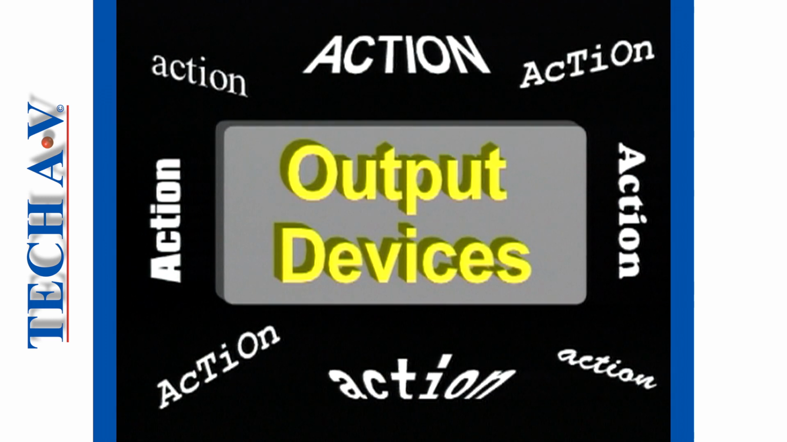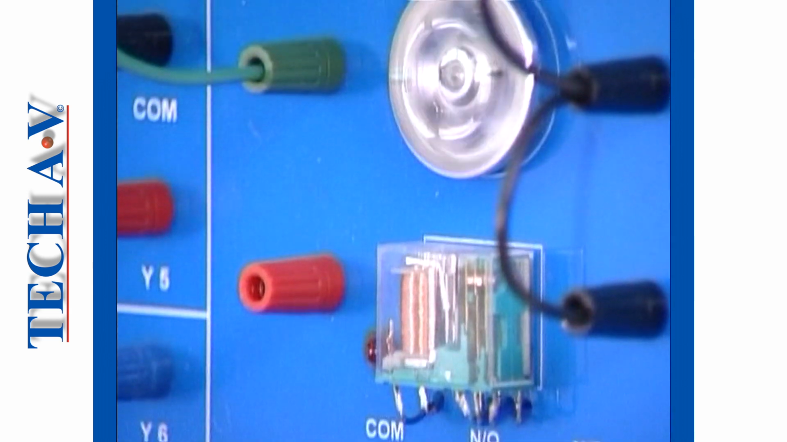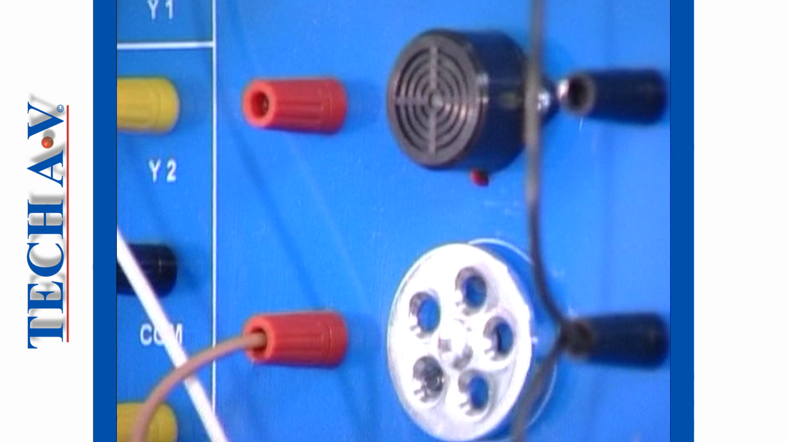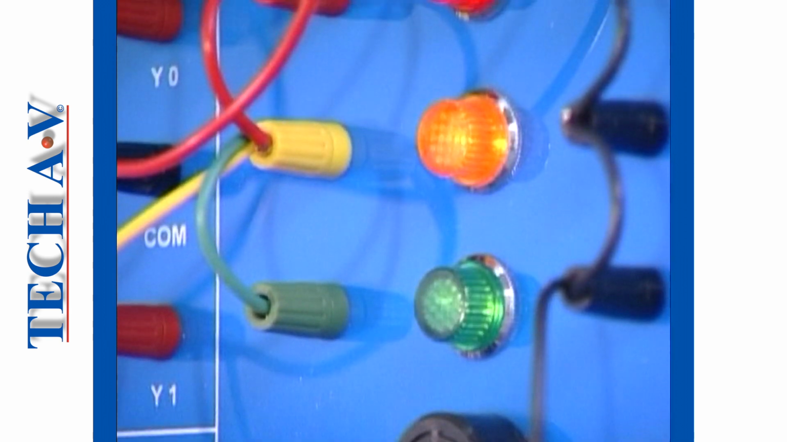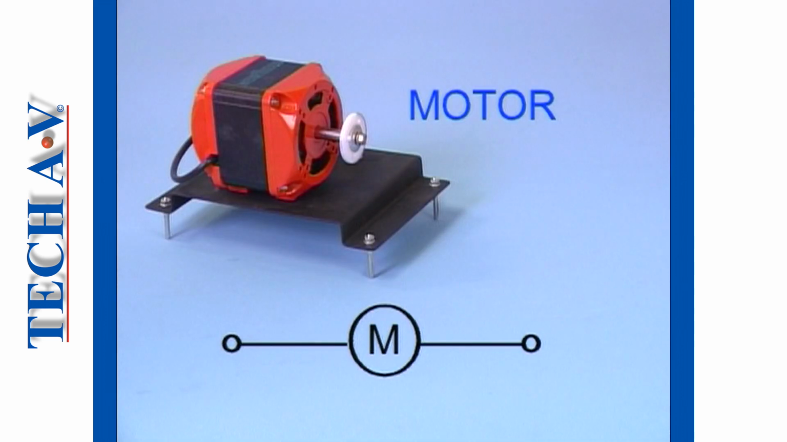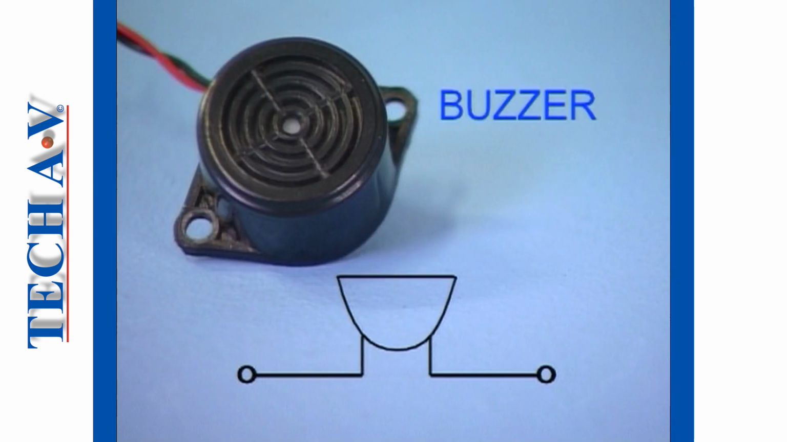Let's move on to discuss the output devices. They are generally two-state devices which receive simple on-off messages from the output section of the controller, turning them either on or off. An electric motor, indicator lamp and buzzer are all typical examples of two-state output devices.